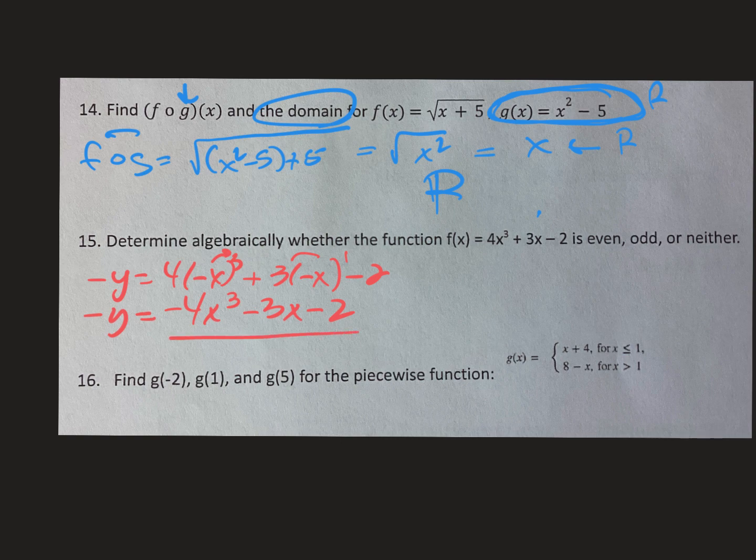Then I'm looking at this. I'm looking at that and I'm comparing it to what I started with, and I'm asking myself 2 questions. One is it exactly the same function as I began with? And it's not. And the second question is it the exact opposite? And it almost is. The only thing that keeps it from being that way is the negative 2 down here is the same as the negative 2 up there, which means it's a neither. It's not odd or even. It can't be even, again, because of the exponents.